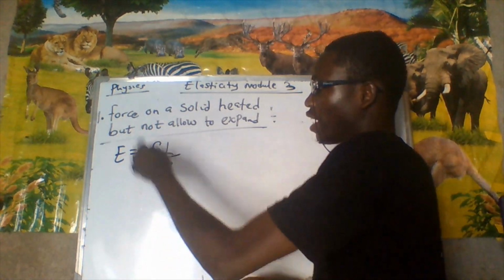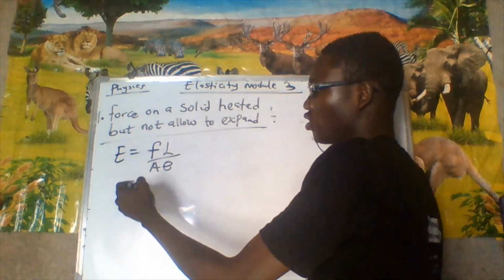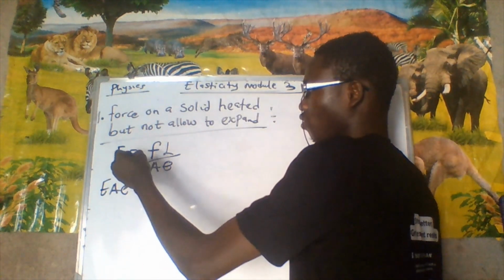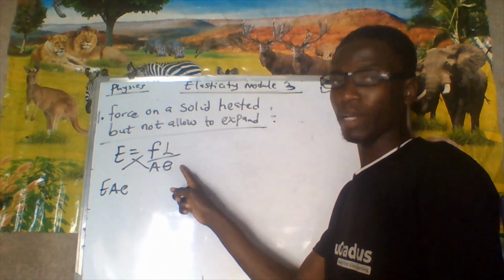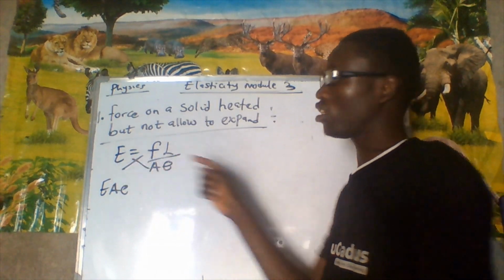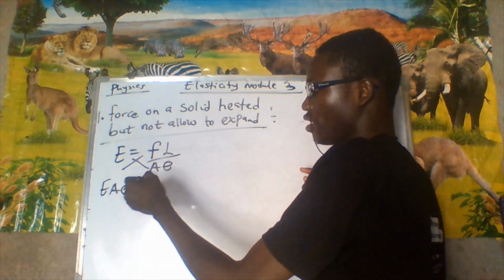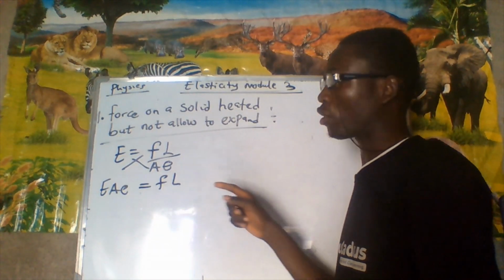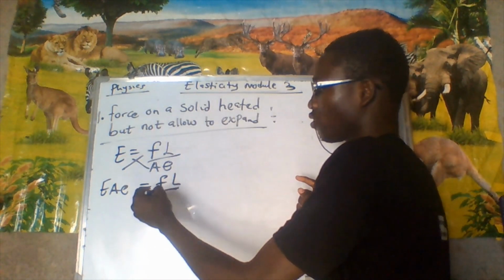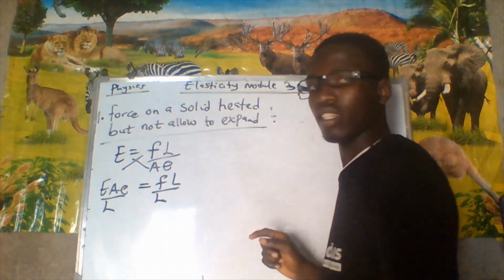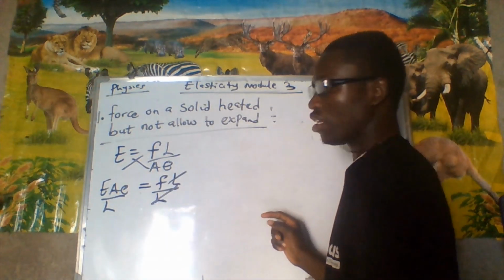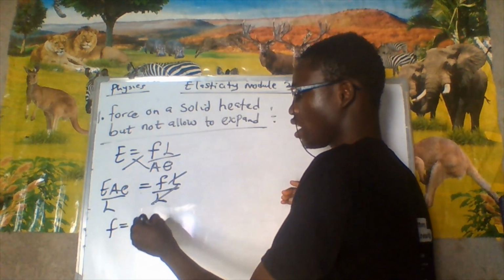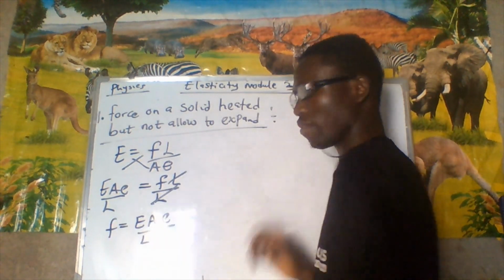Now, from this formula, you can rearrange. Cross multiplying, we multiply AE by the Young modulus E, and it will be EAE equals FL. I want to make force the subject of the formula, force on the solid. So divide both sides by length. Length cancels length, so the force now equals EAE over length.